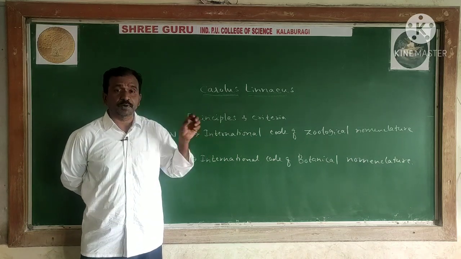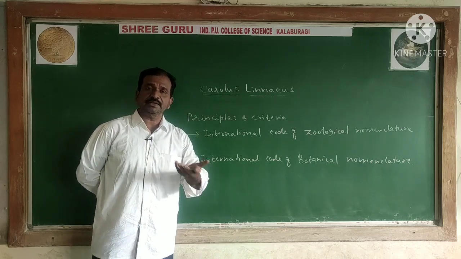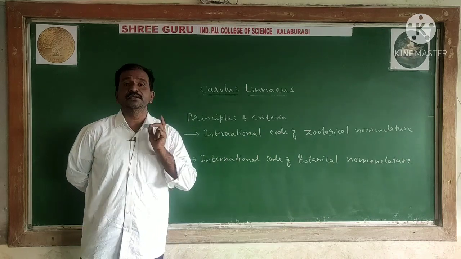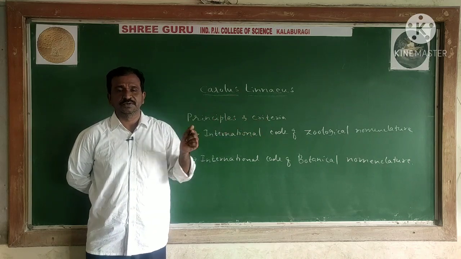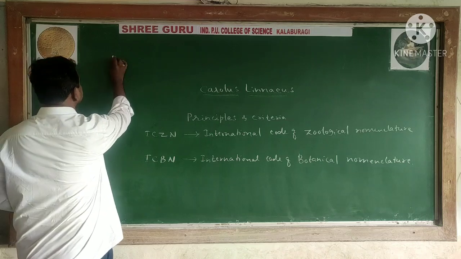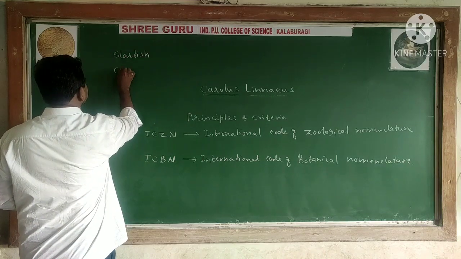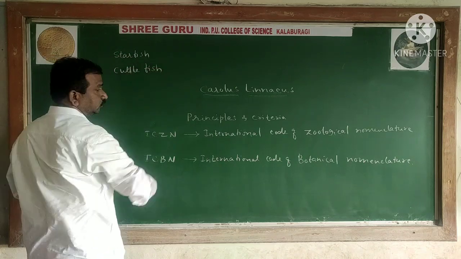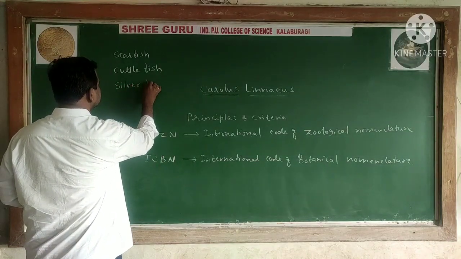So who proposed giving scientific names? Carolus Linnaeus. Why is it essential? Anta one example quote. One small example I will give, how names cause confusion. Names yavthara confusion aagta andre, Carolus Linnaeus gave one example, that is starfish, cuttlefish, silverfish. Hoda starfish ide, cuttlefish, silverfish.